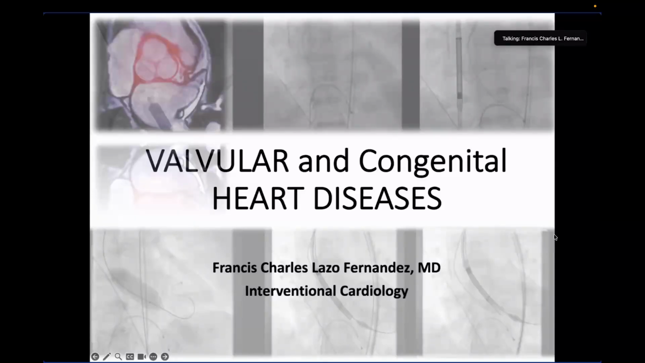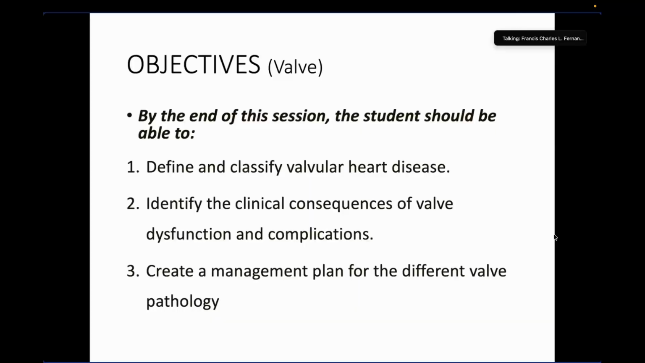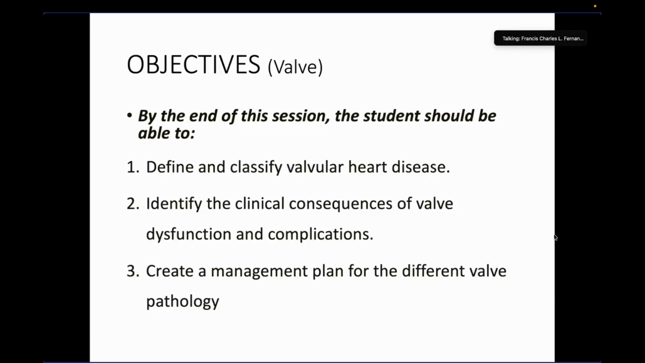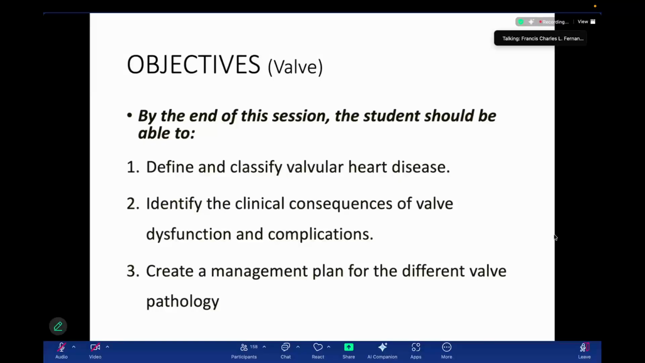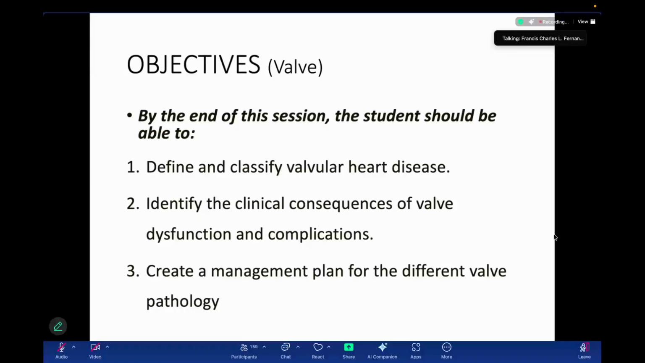So this is in two parts. The first part is the valve section. You'll be able to classify valvular heart disease, its multiple nature, the consequences of the valve dysfunction, its complications, and the management plan. So you're able to identify them clinically from the past lectures. Now, what are you going to do with them? How are you going to diagnose them? What are the guides that entail management for these patients?